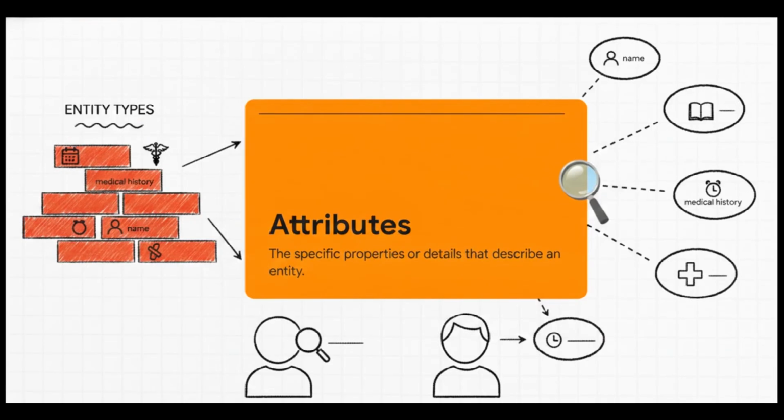Next up, we have attributes. Now, if entity types are the bricks themselves, attributes are the specific characteristics of those bricks. They're the specific properties or details that actually describe the entity. So for our patient entity, the attributes would be things like their name, their date of birth, or their medical history. For a doctor, it might be their specific medical specialty. Basically, attributes are what give our raw entities actual meaning and context.